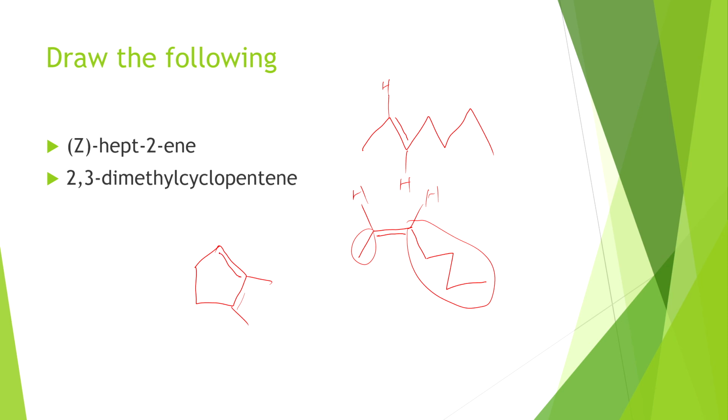And if you are wondering why is there no Z or E before the cyclopentene? Well, remember that for cyclopentene, like cyclic structures in general, they have to be drawn like this. You can't have this carbon on the other side, because then it would not be a cyclic structure anymore. Hope that makes sense. And that's it for today.